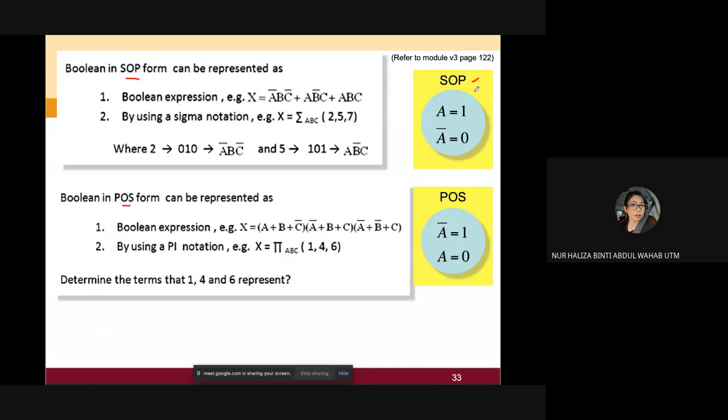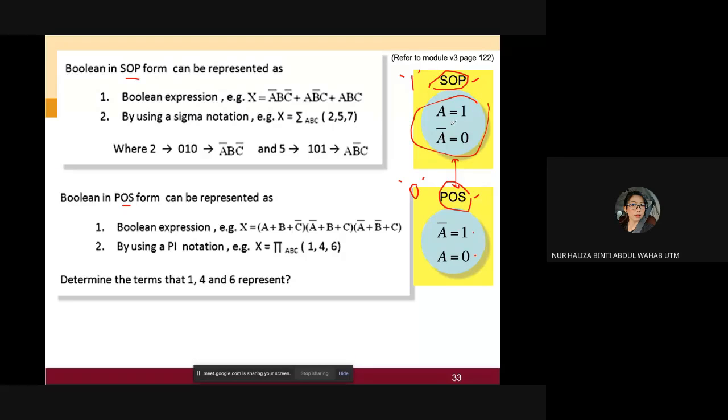For your SOP, please make sure you remember that A equals 1, A bar equals 0. But when you touch on POS, you will notice that it is vice versa from SOP. So A bar will be 1 and A will be 0. If you are wrong in this first differentiation between SOP and POS, you cannot get the answer. Another one is the output. For SOP, you will look into the output of 1, and for POS, you will look into the output of 0. So that is the second differentiation between SOP and POS.